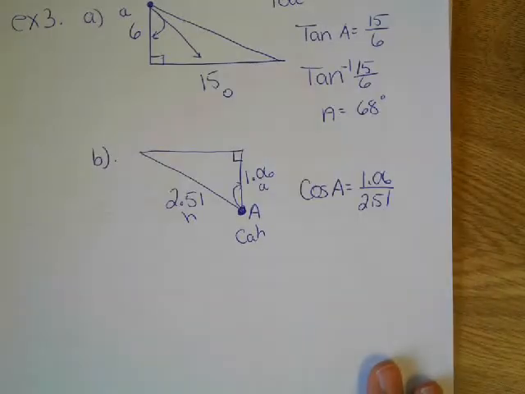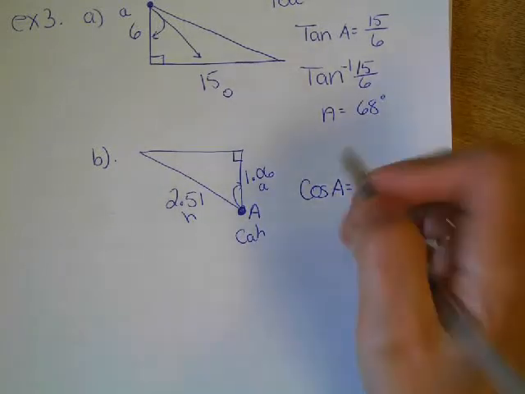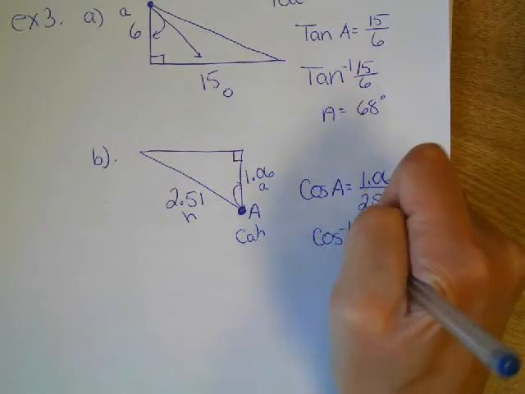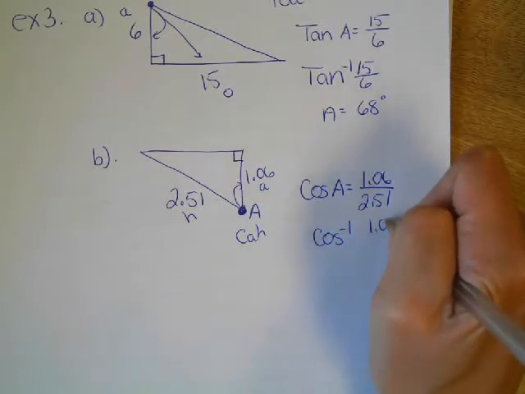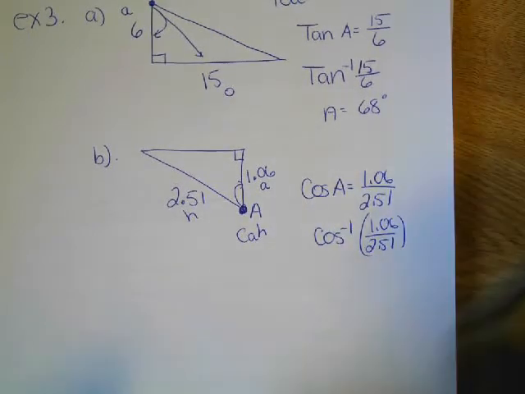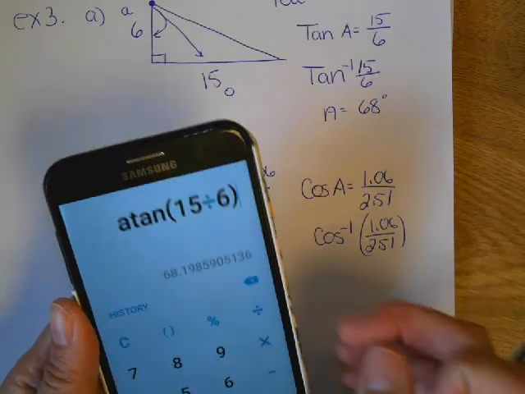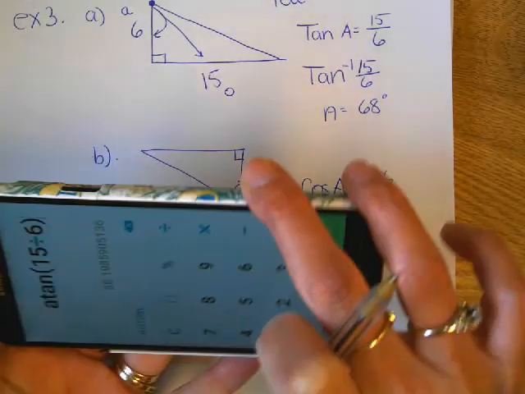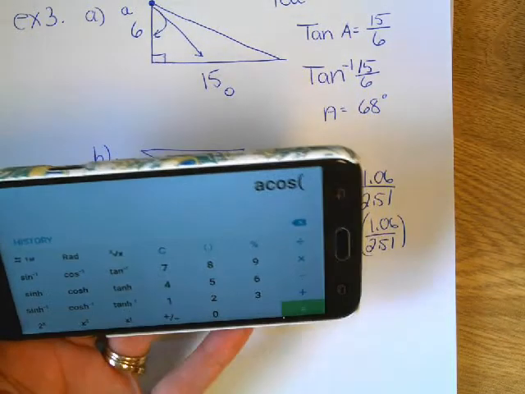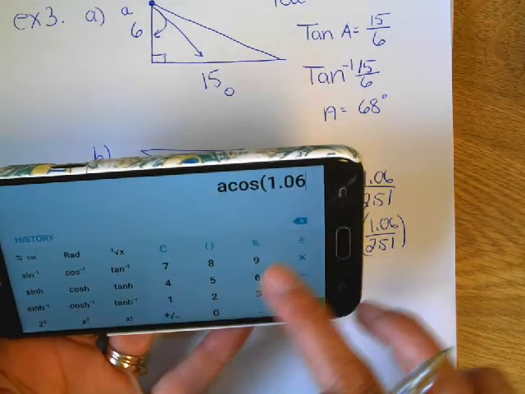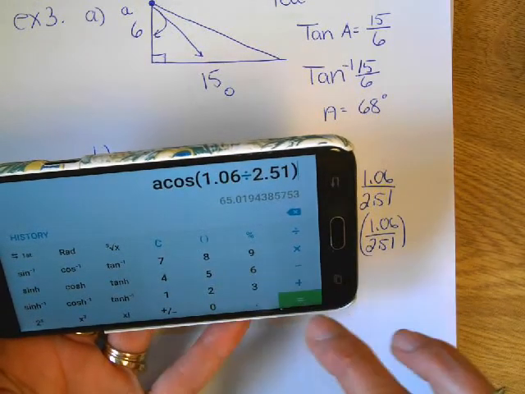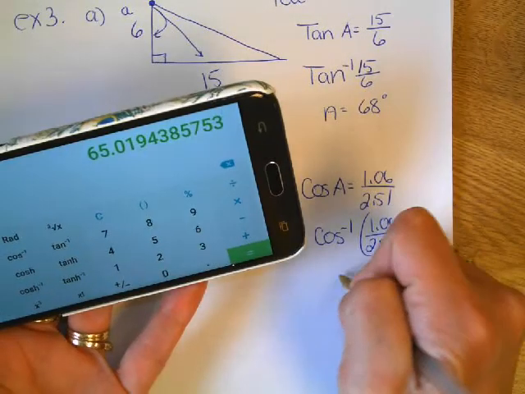And now it's just the inverse cosine. You have to remember that's how you get an angle measure back. There's nothing you can do algebraically. It's all calculator work. So the inverse cosine of that fraction, I'm just going to leave it like that. Type it in the calculator. Clear all that out. Inverse cosine, 1.06 divided by 2.51, 65 degrees.